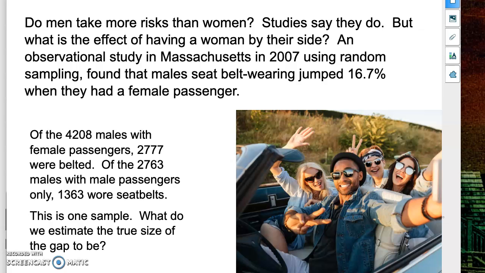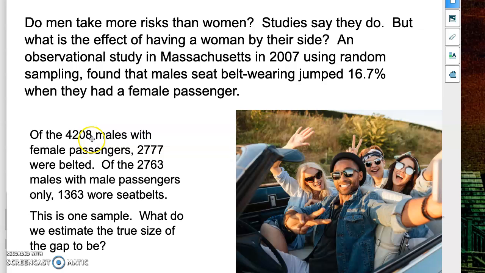Okay, so here's an example. Do men take more risks than women? Studies say they do. What is the effect of having a woman by your side? An observational study in Massachusetts using random sampling found that males' seatbelt wearing jumped by 16.7% when they had a female passenger in the car. And here's some data about that observational study.